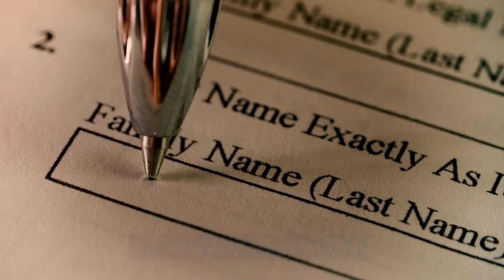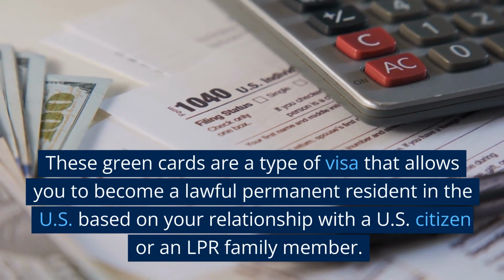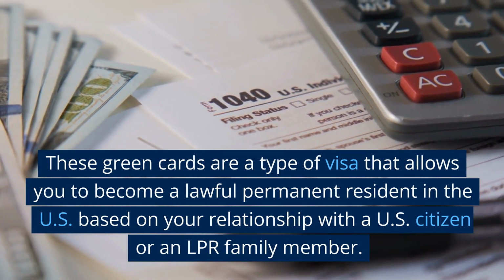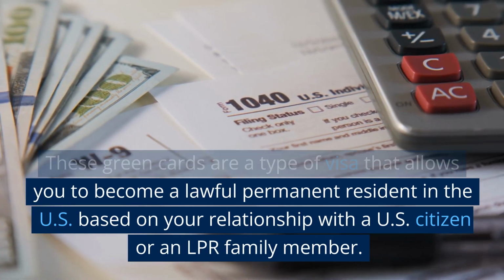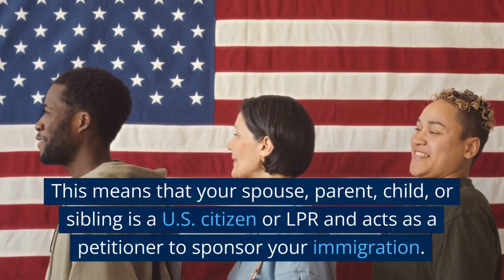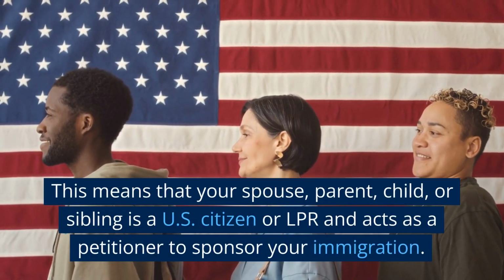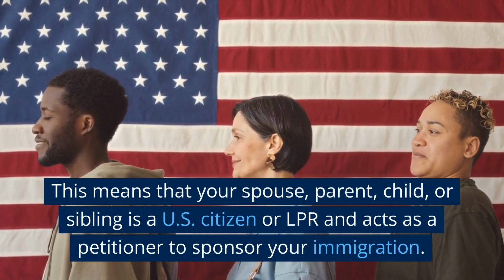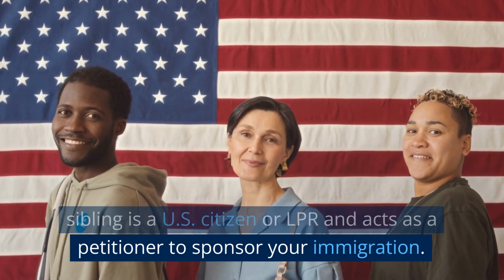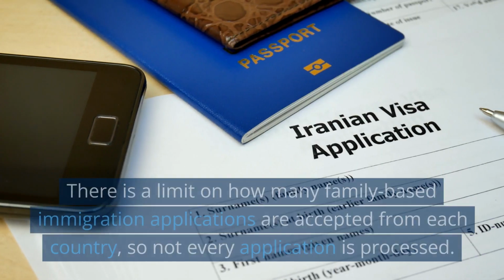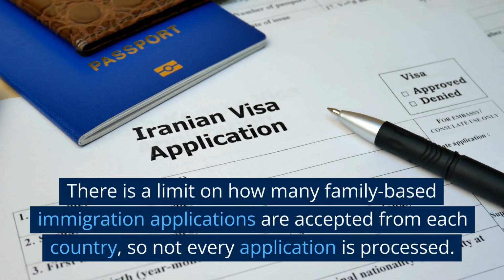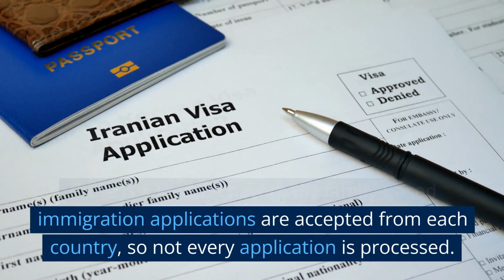Family-based green cards. These green cards are a type of visa that allows you to become a lawful permanent resident in the US based on your relationship with a US citizen or an LPR family member. This means that your spouse, parent, child, or sibling is a US citizen or LPR and acts as a petitioner to sponsor your immigration. There is a limit on how many family-based immigration applications are accepted from each country, so not every application is processed.